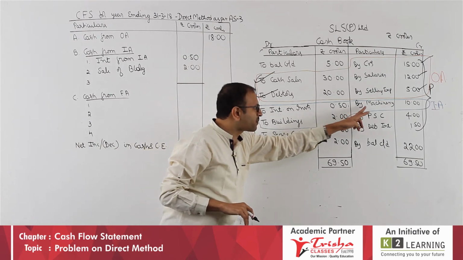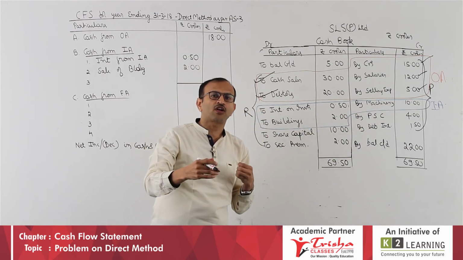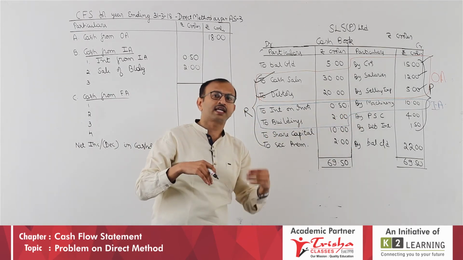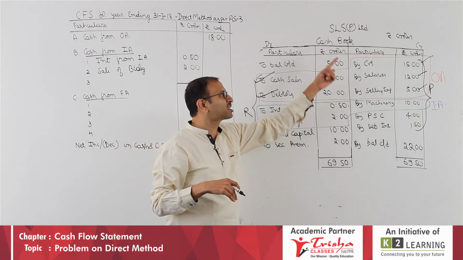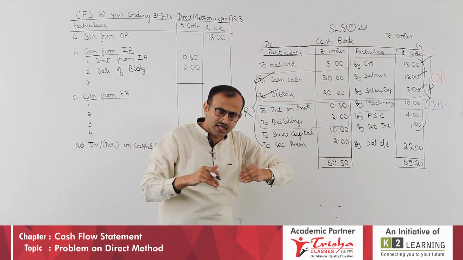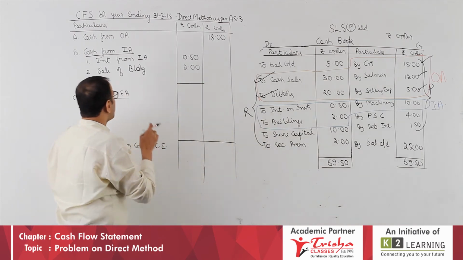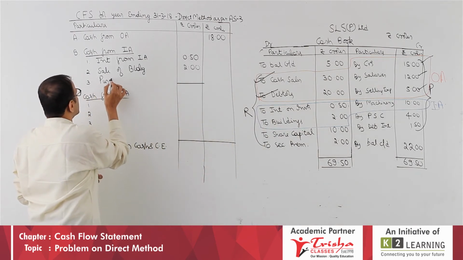Looking on the credit side, buy machinery means machinery you purchased, cash gone out. Entries: machinery to cash or bank. Machinery coming in, cash going out. So, I have to write purchase of machine.